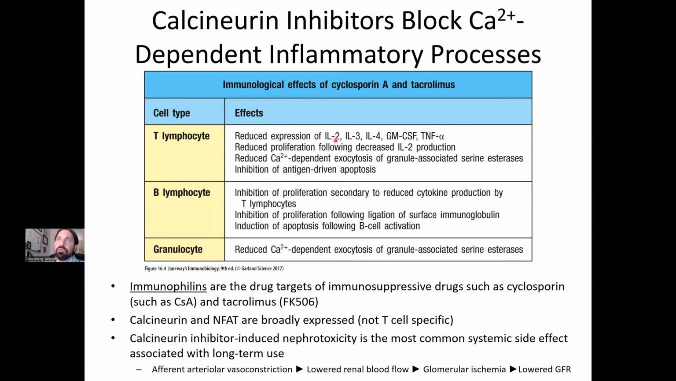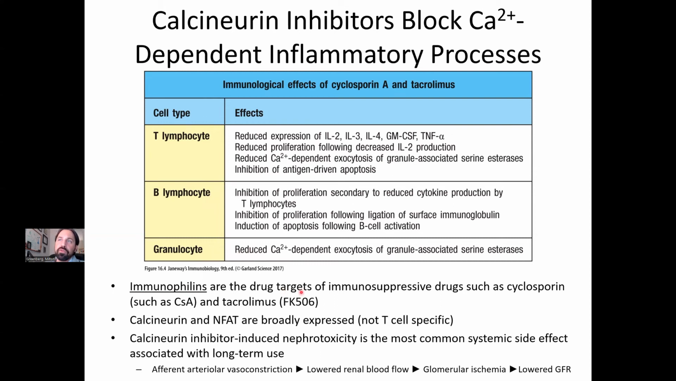So we're reducing expression of interleukin 2, 3, 4, tumor necrosis factor alpha, reducing proliferation, causing reduced calcium-dependent exocytosis of granule-associated serine esterases, and inhibition of antigen-driven apoptosis. Essentially, calcium is very important for fusion of granules to membranes. So by blocking these calcium processes, you're blocking not only transcription, but a number of other processes. There are also some effects on B cells, and also some effects on granulocytes.